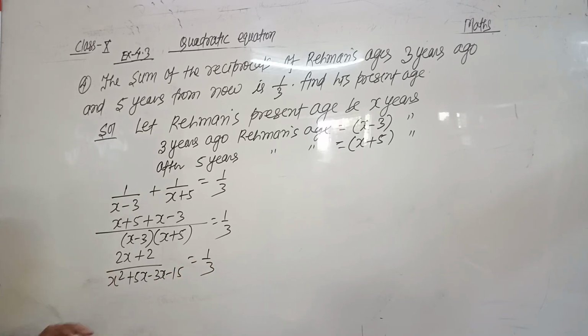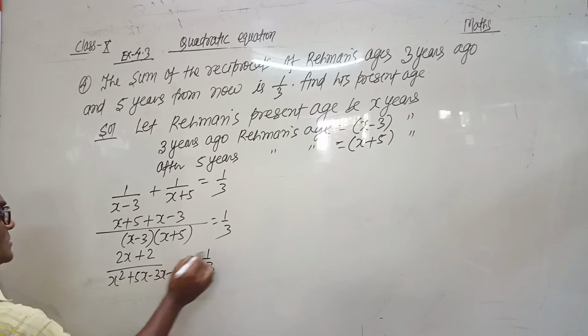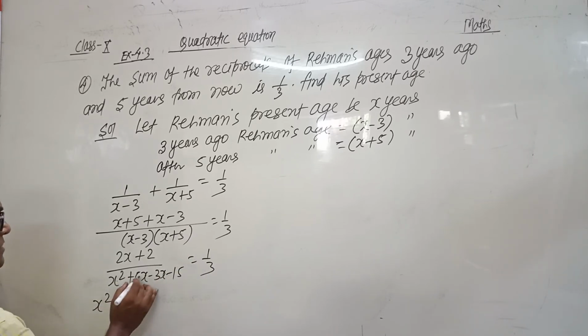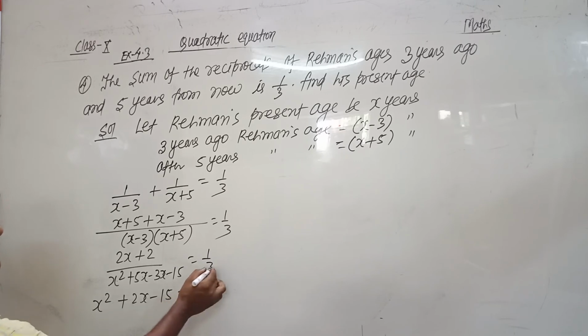Do cross multiplication. So x square into 1, x square, 5x minus 3x, 2x, 2x into 1, 2x, and minus 15 into 1, minus 15 equals 3 into 2x plus 2, that is 6x plus 6.